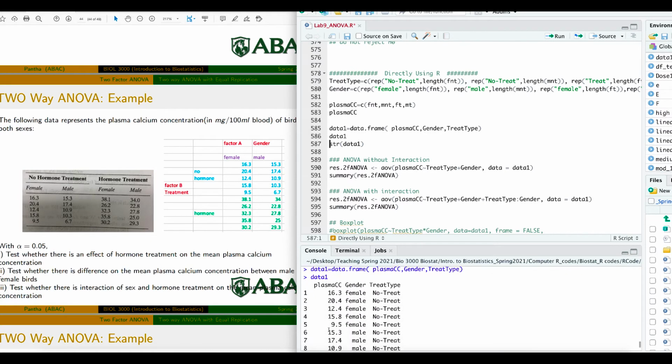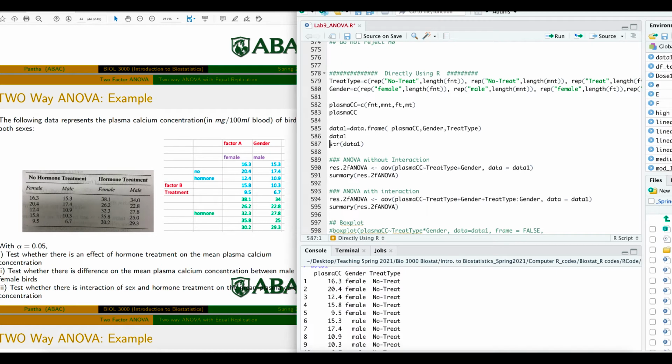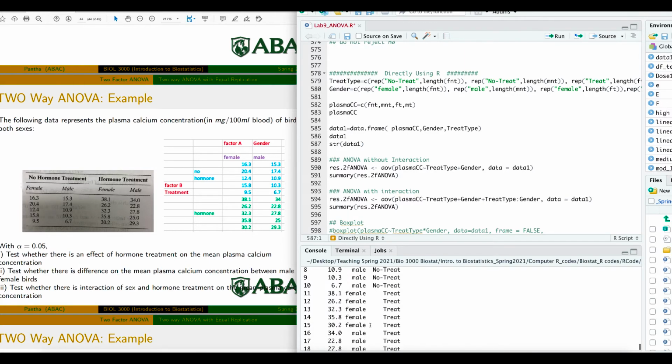Okay, I denoted it data 1. So the plasma CC values are 16.3, 20.4, and those. They are all female, right? Female, female, female, female. They are under no treatment: no treat, no treat, no treat, no treat. And then the second 5 are male: 15.3, 17.4, 10.9, 10.3, and 6.7. They are male but under no treatment again. Similarly, these are the female hormone treatment, and then the other ones were male hormone treatment. So we put that.